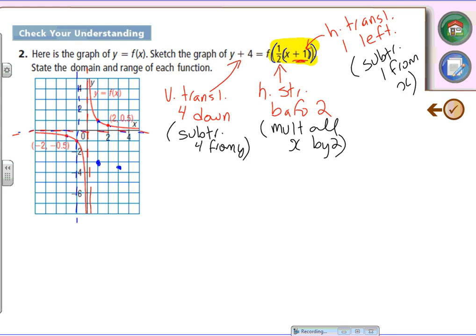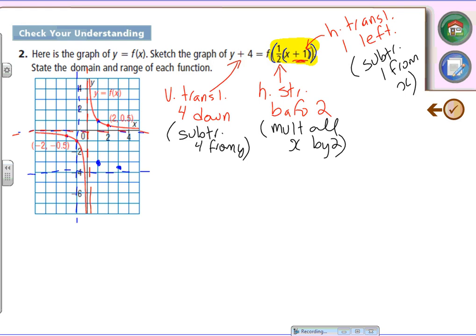Let's do our horizontal asymptote. The only thing that's going to affect it is our vertical. And we take it down 4. So 1, 2, 3, 4. Instead of being at y equals 0, our asymptote is now at y equals negative 4. It went down 4 as well.